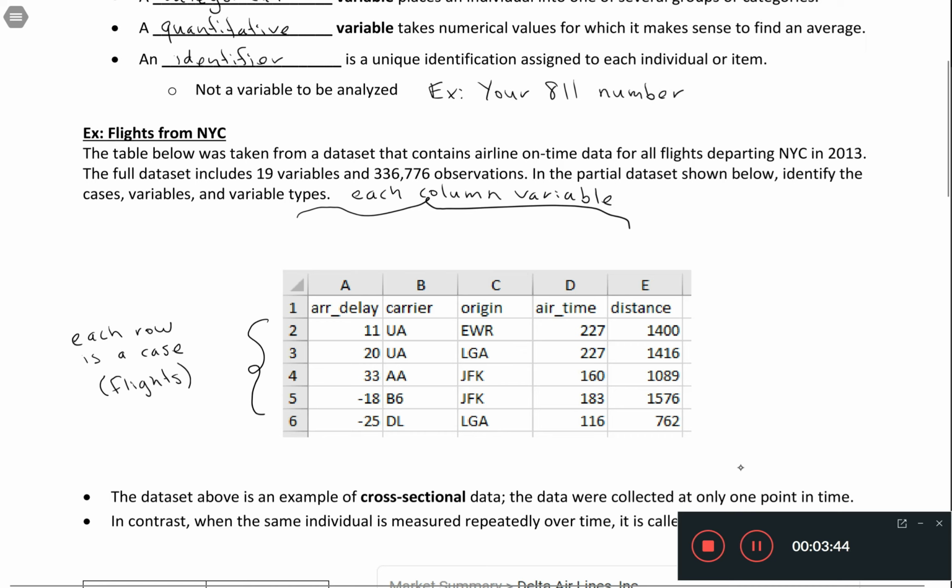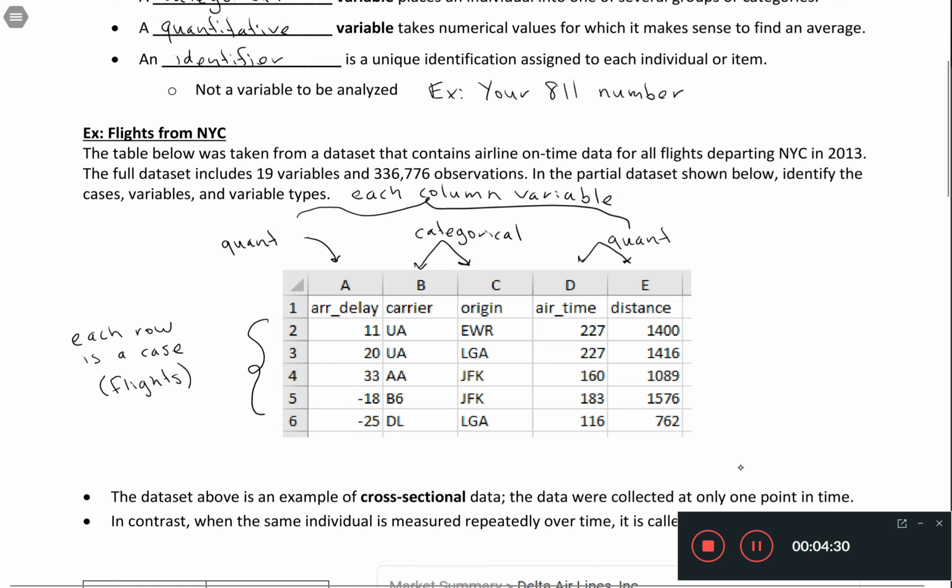Okay, so if we look at the variables that are here, the amount of the delay, that's given as a number, so that's going to be a quantitative variable. The carrier, that's like UA, I think is United Airlines, American Airlines, that's a category. So is origin, these are airport codes. So these are both categorical variables. Right, so they're putting the flights into categories based on the carrier or where the flight came from. Airtime, distance, these again are quantitative variables.